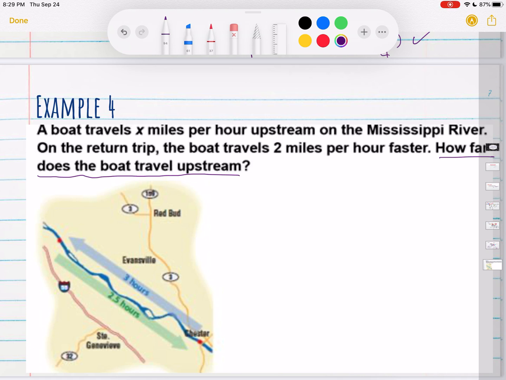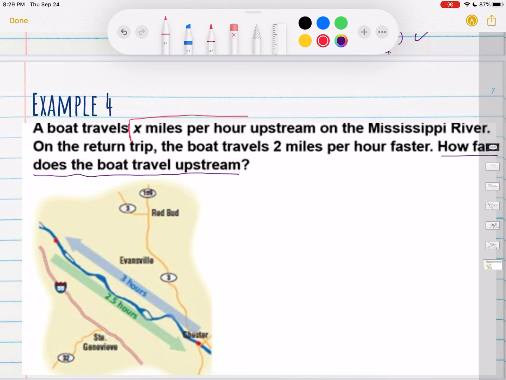Now, what is my important information? Well, let's see. The boat is traveling x miles per hour upstream and 2 miles per hour faster on the return trip. Those are connected. And what else do I know? On the way upstream, if we look at our picture, it took them 3 hours. On the way downstream, it only took 2.5 hours. That makes sense. They traveled faster on the way down, right?